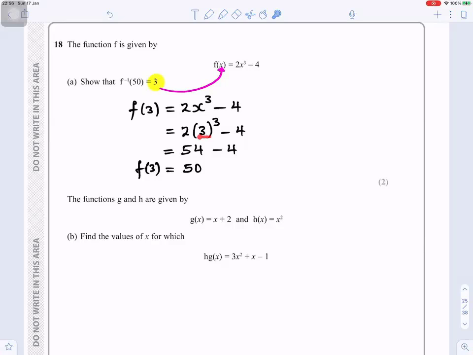3 cubed is 27. 3 times 3 times 3 is 27. And 27 times 2 is 54. 54 minus 4 is 50.